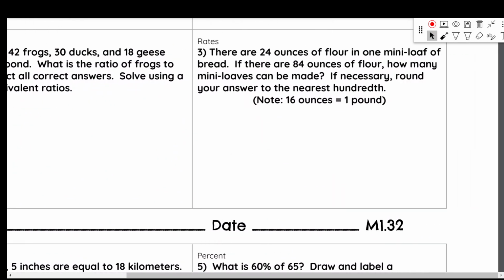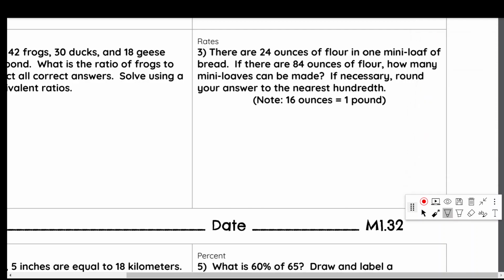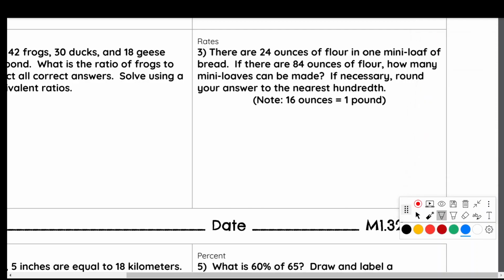Taking a look at number 3. There are 24 ounces of flour in one mini loaf of bread. If there are 84 ounces of flour, how many mini loaves can be made? If necessary, round your answer to the nearest hundredth. Well, I notice I'm turning flour into loaves of bread, so I don't think I'm going to need this. I feel like that is a distracting piece of information.